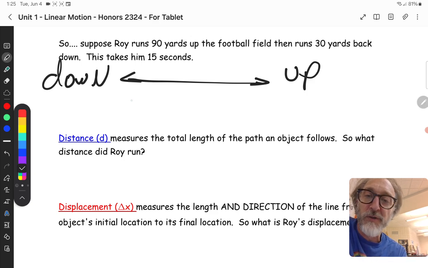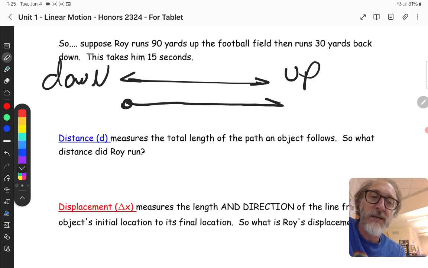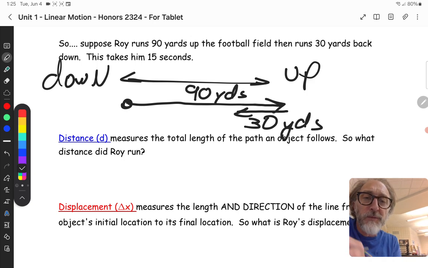All right, so my drawing is this. My dude's going to start here, and he's going to run 90 yards this way. And then from there, he's going to turn around and he's going to come back 30 yards this way. Sorry, just getting used to this new software here. All right, so there's my drawing.